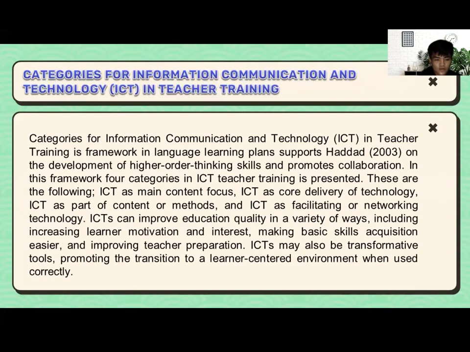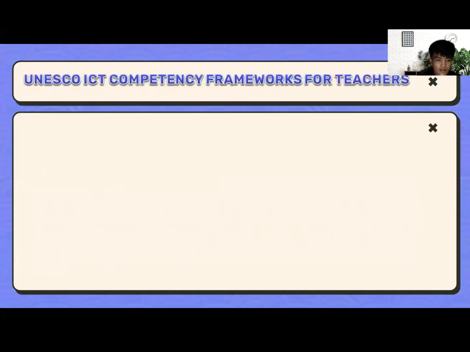Okay. Next, we have categories for information communication and technology, ICT, in teacher training. The categories for ICT in teacher training framework in language learning plans support Haddad 2003 on the development of higher order thinking skills and promote collaboration when used correctly. Next, we have, according to UNESCO, the ICT competency framework for teachers, okay?